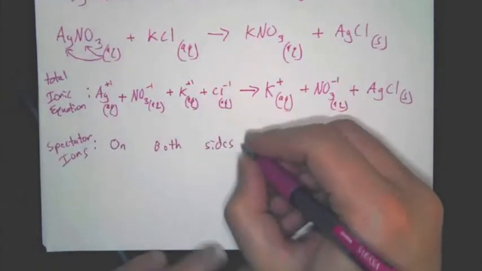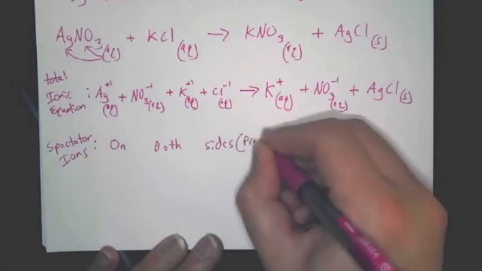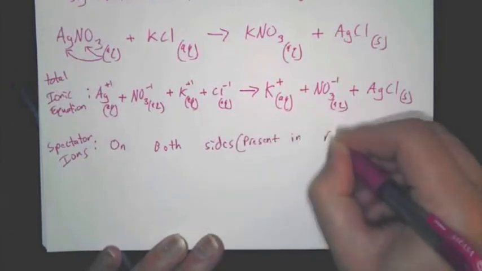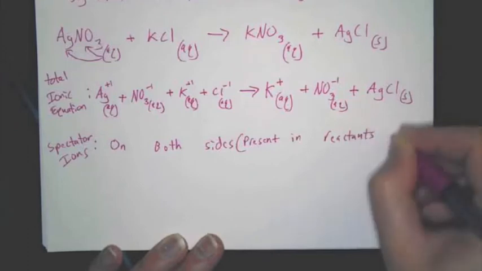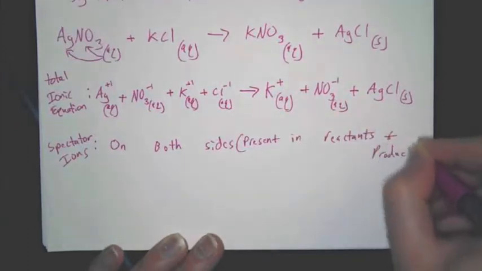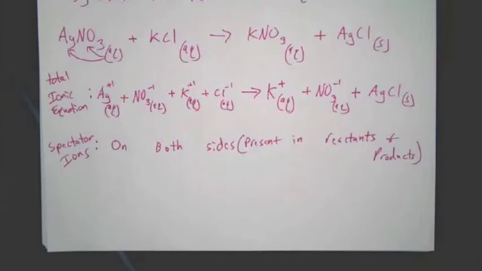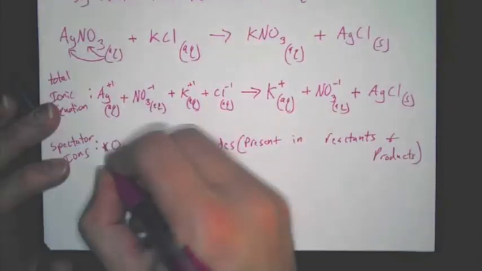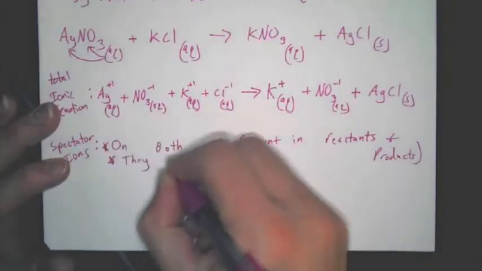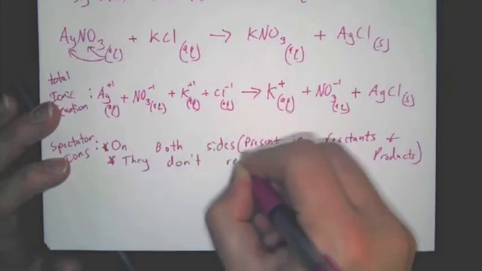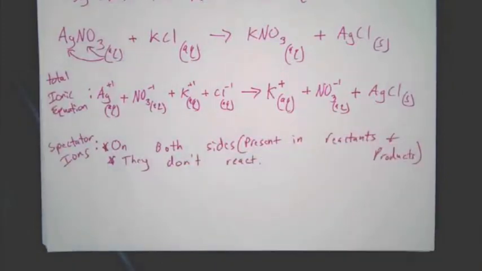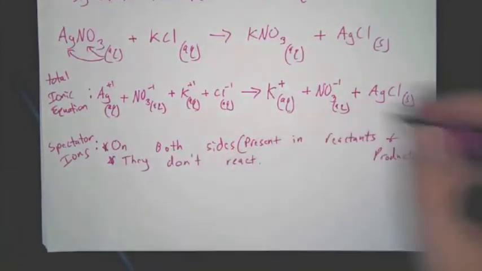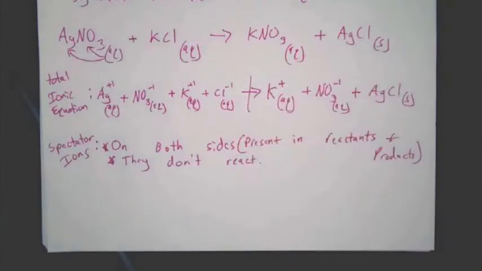Present in reactants and products. And then you might want to make one other little note: they don't react at all. So, the arrow is our dividing line. The arrow is what we use to divide. So, let's see what we've got that's exactly the same.